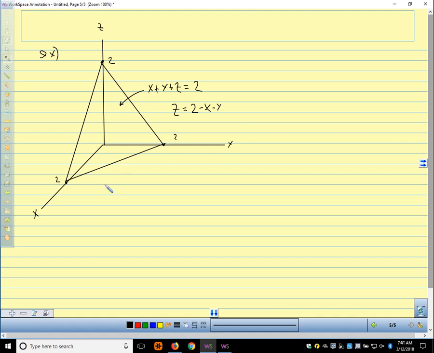And this is our region in the xy plane. So let's draw a little picture of the region in the xy plane. Not to scale. Yeah, a little lopsided. And what's the equation of this line in the xy plane? z equals 0, so x plus y equals 2.